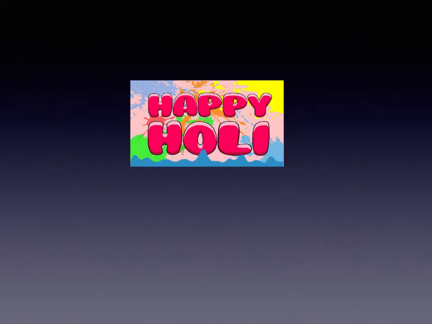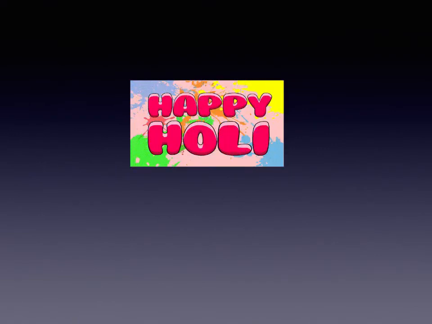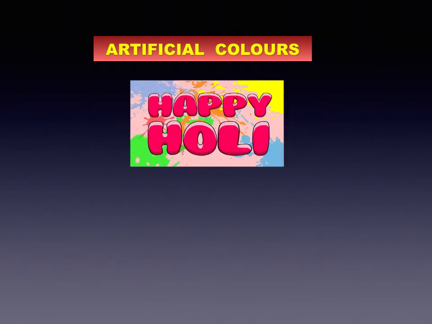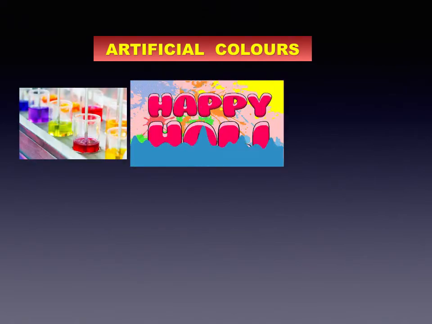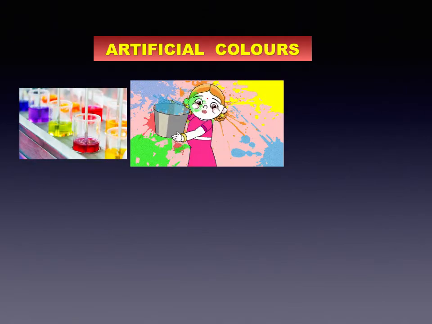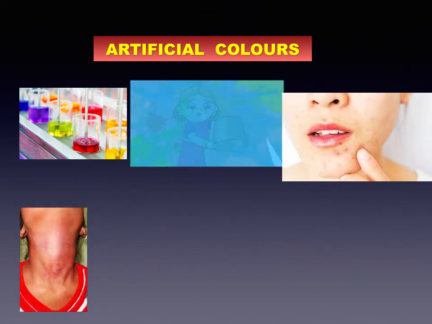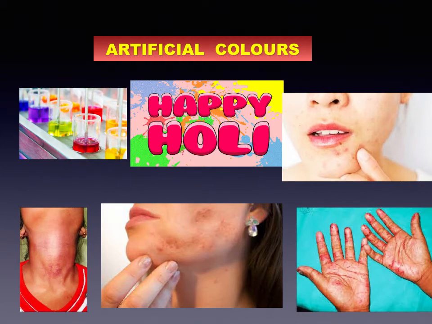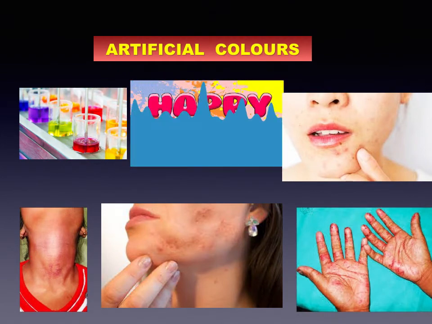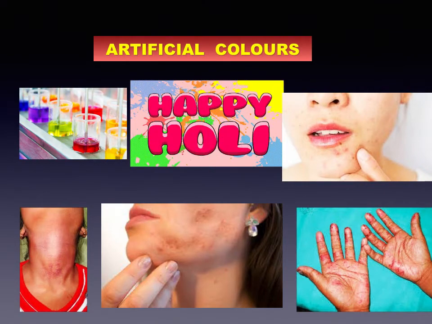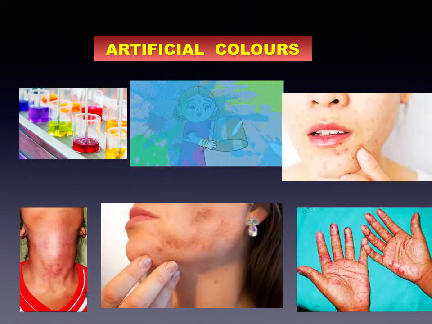We regularly use artificial colors on Rang Panchami, and for decorating the house by painting. The red color used on Rang Panchami is very dangerous. It contains a high proportion of mercury. This causes risks like blindness, skin cancer, asthma, itching of the skin, permanent blocking of sweat pores, etc. Therefore, it is necessary that artificial colors are used cautiously.